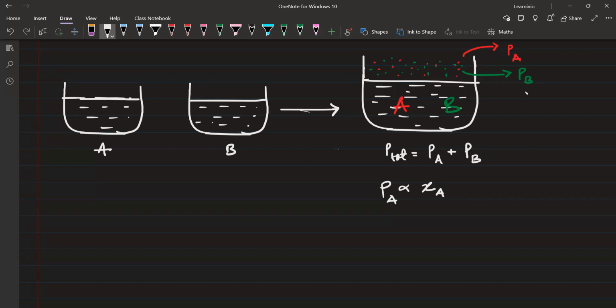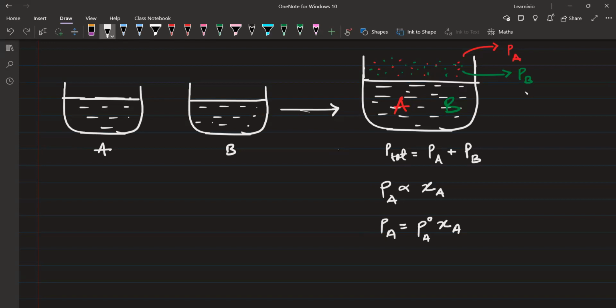Now we have a constant. So PA is equal to, I am just naming this constant P naught A right now. It does not have any meaning right now. Into chi A. Once I have got this equation, we remove the proportionality sign and put the equal to sign, and we put up a proportionality constant. Now we want to define the proportionality constant. What do you want to do? Tell me, guys.